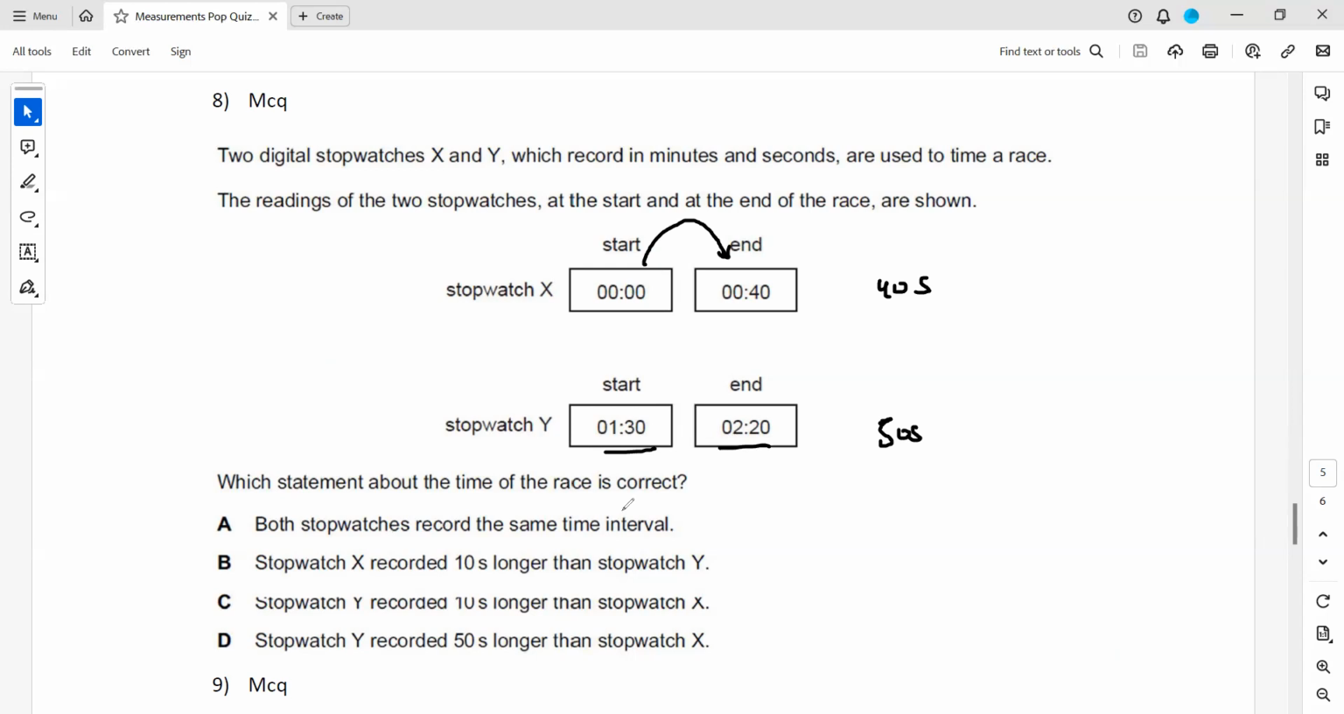Both stopwatches record the same time interval. That's wrong. One is recording 40 seconds, another one is 50. Stopwatch X recorded 10 seconds longer? No, stopwatch Y recorded 10 seconds longer. So stopwatch Y recorded 10 seconds longer than X. So C will be the right answer, because stopwatch X recorded 40 seconds and stopwatch Y recorded 50 seconds.